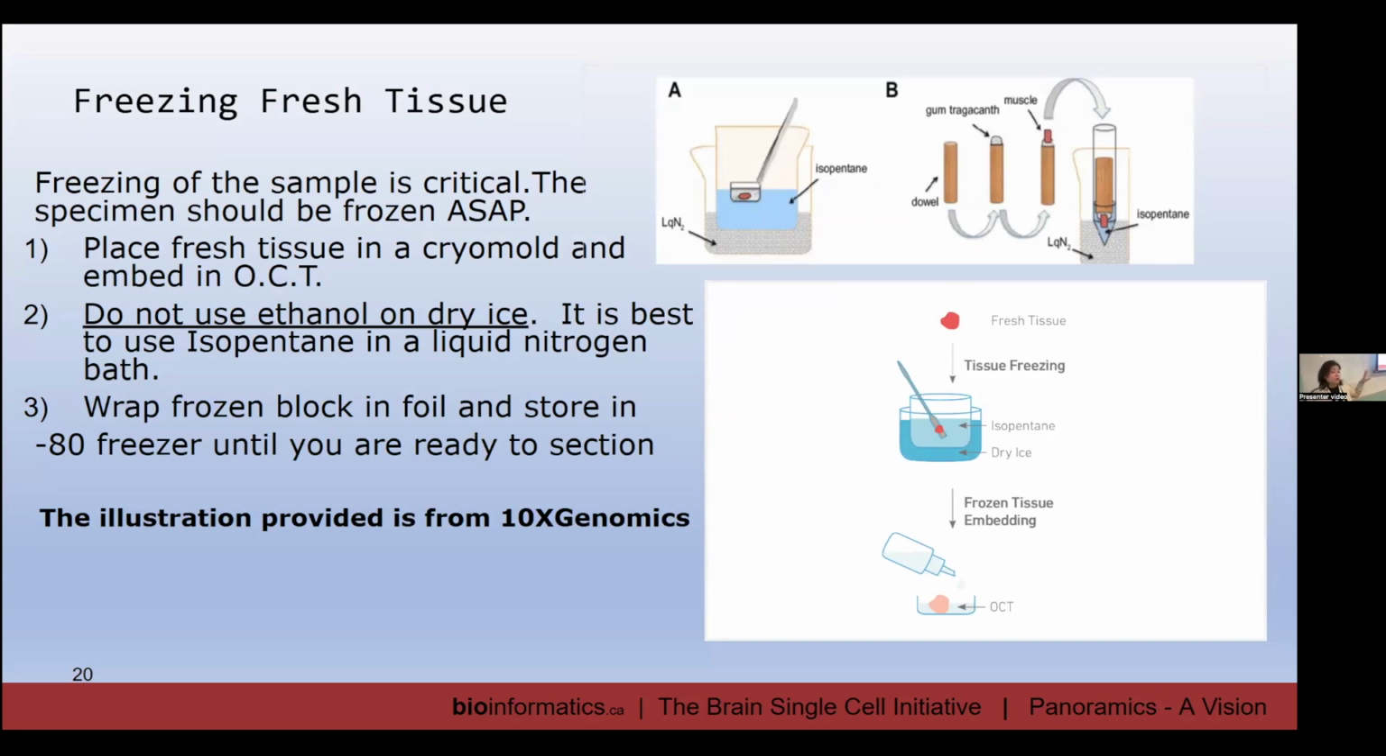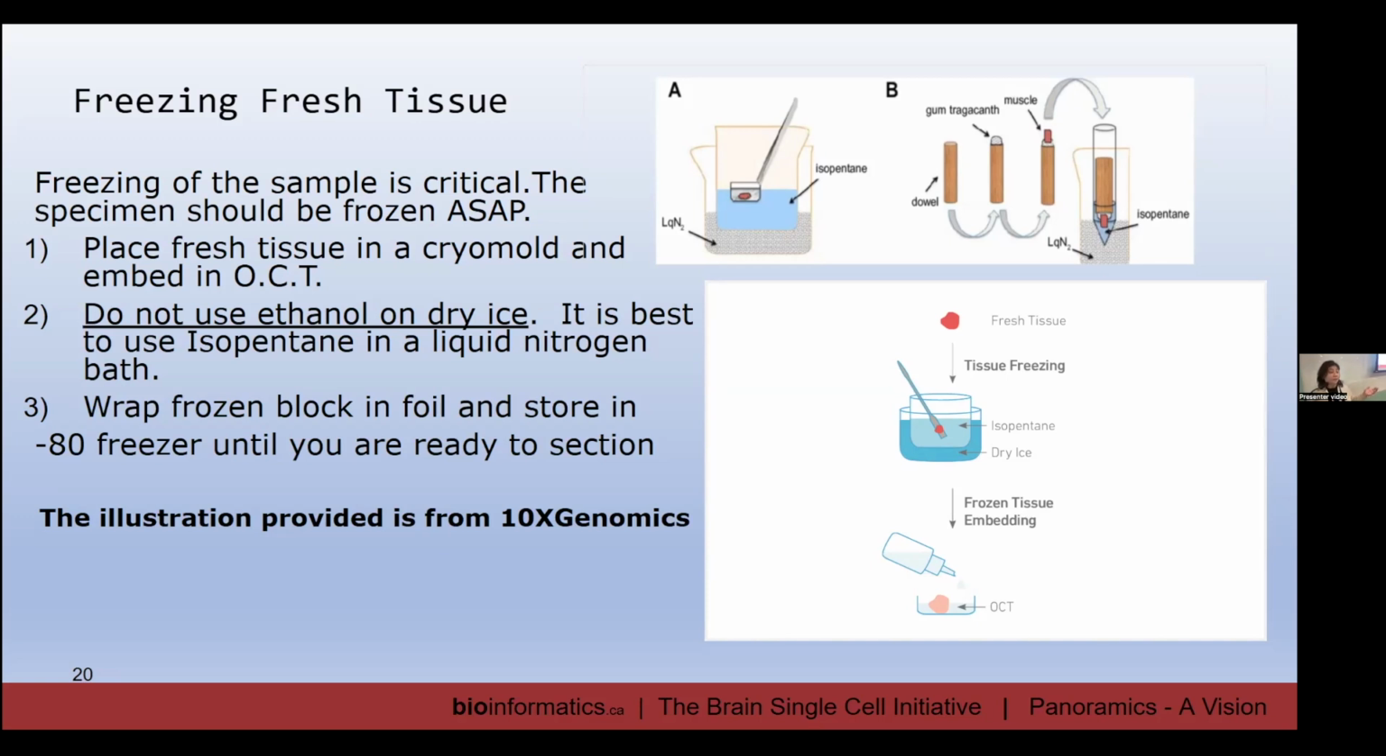But the one at the bottom, I actually don't recommend, only because you're going to freeze the tissue first, then you're going to put it in OCT, and OCT is at room temperature, so it'll melt the sides of your frozen tissue a little bit. You want to actually freeze your tissue in one shot. So I go with A.